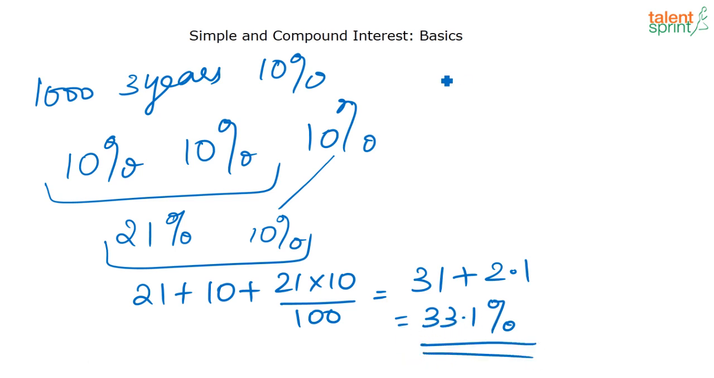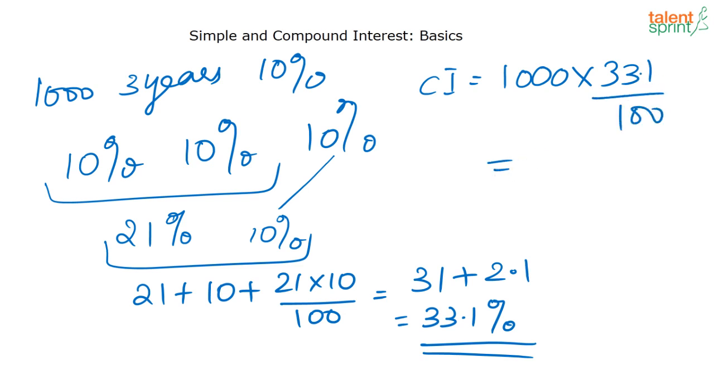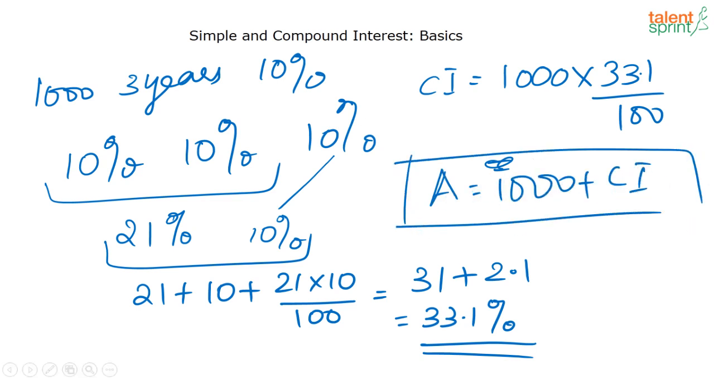So what will be the compound interest that you get? For the 3 years, you will get 1000 into 33.1 by 100. Correct? So that will be the compound interest you get. The amount that you get will be 1000 plus the compound interest. Okay? Hope it's clear. Shanavas, hope it's clear. So this is how you do it for 3 years.